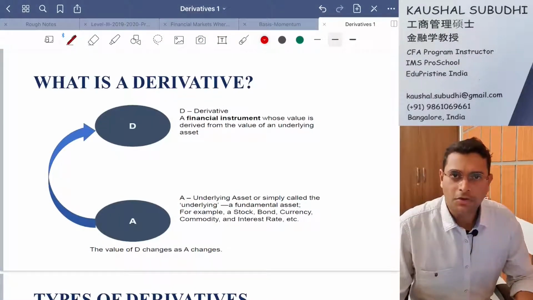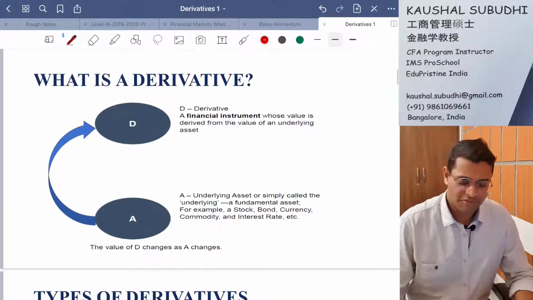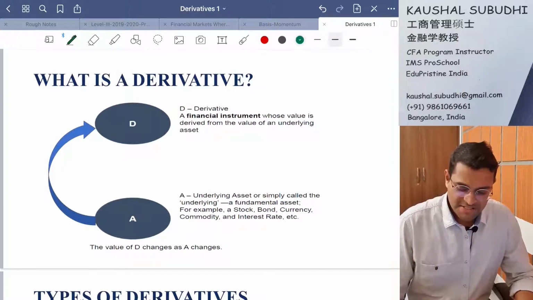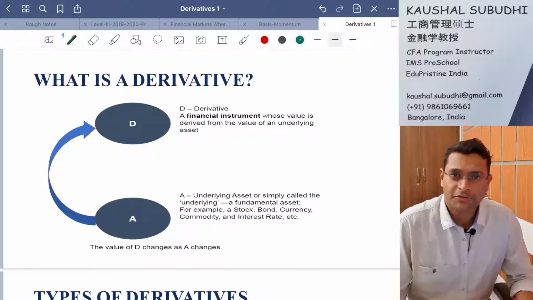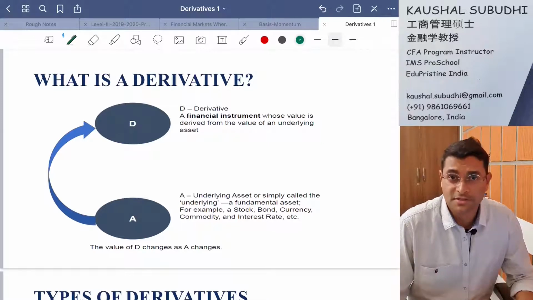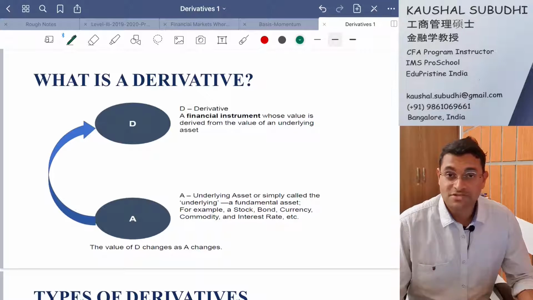Okay, so right now we are going to start with derivatives. As you can see, we are going to deal with the literal meaning of what derivatives is. Now, as we can see, derivatives is basically something which derives its value. Value from whom, value from where? The value is derived from an asset.